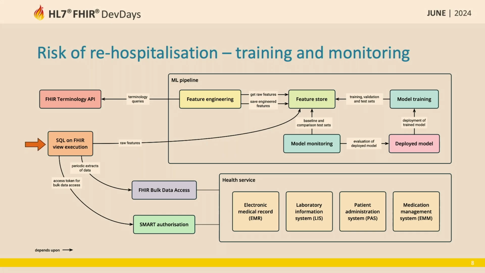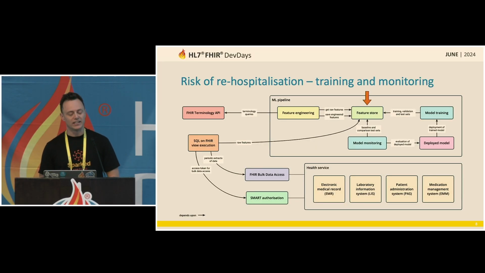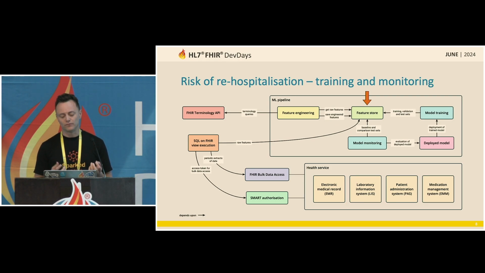The bulk FHIR data can be subsequently transformed into a flattened table using SQL on FHIR, containing just the predictor variables. The raw features are then persisted within a feature store. A feature store is a piece of infrastructure that is commonly used within MLOps architectures to share and reuse features, and also to store lineage information such as the source of the data and the piece of code that transformed it. In this case, we're linking a feature table to the SQL on FHIR view that created it.